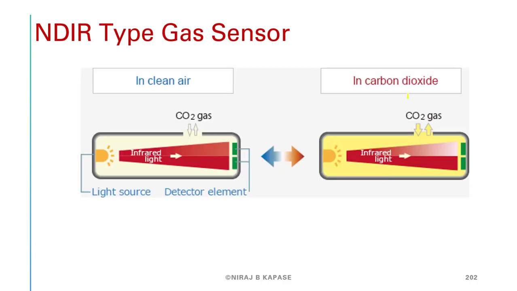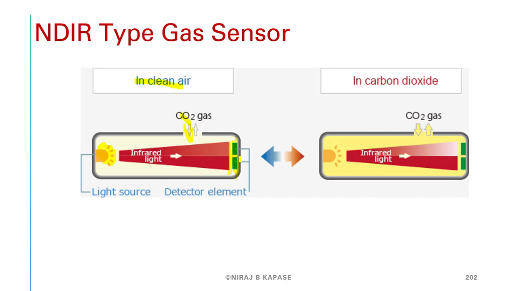Here we have clean air. This is the transmitter source, an LED source, and here we have a photo element or detector element, which detects the light energy, and we have a window. From this window the gas will pass. In clean air, the light transmitted by the light source is constant.